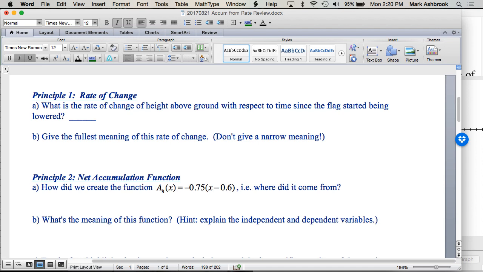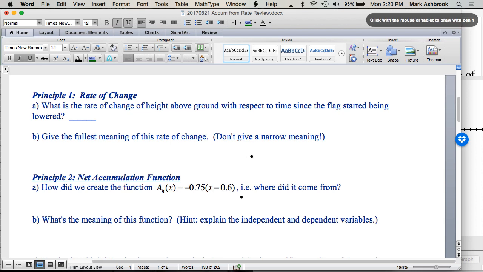But on Friday, we said you know a whole lot more than that. You know how far it goes down in 1/10 of a second. You know how far it goes down in 1/2 a second. You know how far it goes down in 3 seconds. So given any change in time, that rate of change tells you how far it goes down. So how far does the flag go down in any change of time?